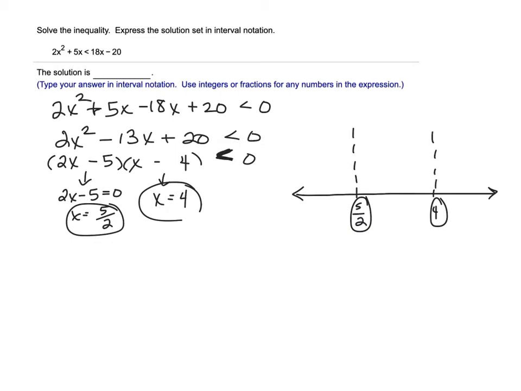Okay, now let's think about this. We just solved these and found 5/2 and 4. Those are the two values of x that make this polynomial equal to 0. Okay? We don't want to know where it equals 0. We want to know where it is less than 0. So that's why I drew a dotted line. A dotted line is simply there to tell me that when I write my solution at the end of the problem, I do not want to include these two numbers in the solution. Therefore, in interval notation, I'll put a parenthesis.